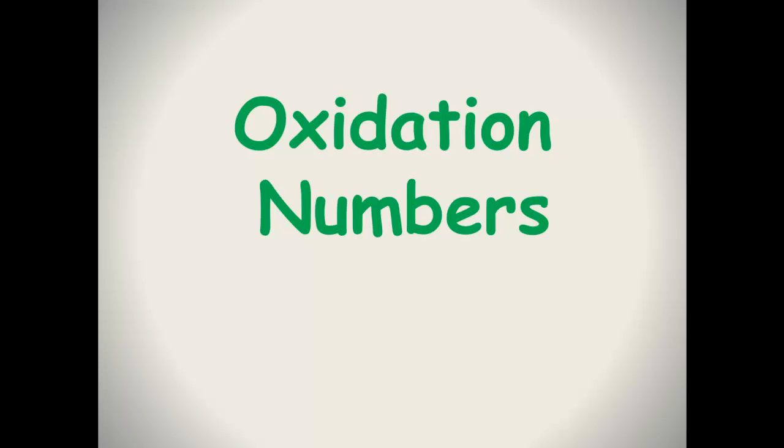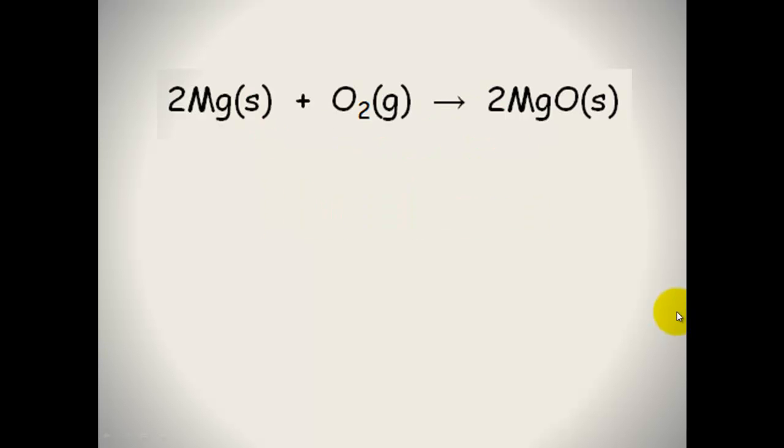Oxidation numbers. Oxidation numbers are really quite cool. Generally, when you've got an ionic reaction like this, it's quite easy to see who's losing electrons and who's gaining electrons, and we went through that in the last slide. So with ionic, you know that, for instance, here magnesium's going from being magnesium with no charge to being magnesium with a 2 positive charge, thus it has to have lost electrons.